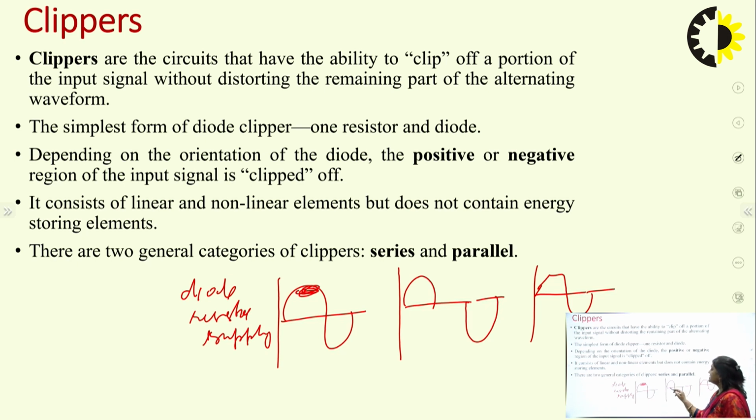If the output is like this, where we are getting only the positive cycle and there is no negative cycle in the output, it means it is a negative clipper. The part that is removed from the input signal gives the clipper its name. A positive clipper is one where the positive cycle is removed.